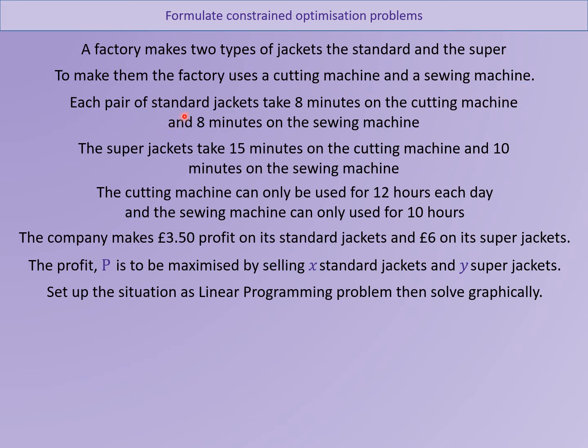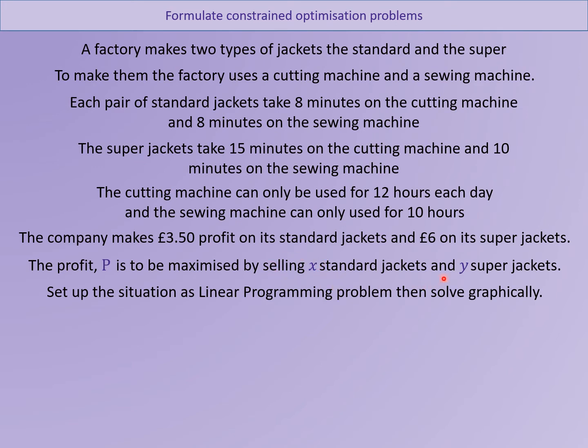A pair of standard jackets could take 8 minutes on the cutting machine and 8 minutes on the sewing machine. Super jackets take 15 minutes on the cutting machine, 10 minutes on the sewing machine, but you are constrained with how long you can use each of the machines on any given day. So what we need to do now is use these three parts just here to see if we can form some equations.